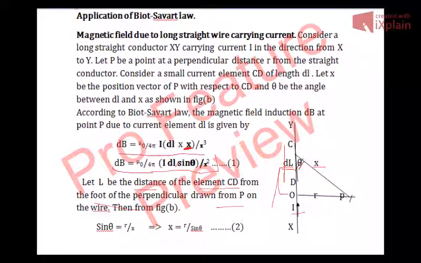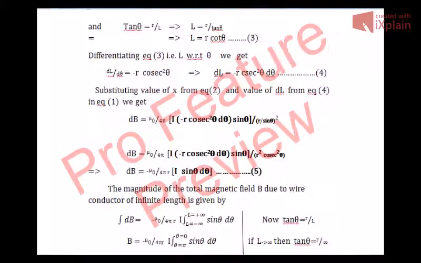Then from the figure we can see that sine theta is equal to perpendicular by hypotenuse, which is small r by x. This implies x is equal to r by sine theta. Let us denote this by equation 2. Again, from the figure, tan theta is perpendicular by base, which is equal to small r by L. This implies L is equal to r by tan theta, or L is equal to r cot theta, because 1 by tan theta is cot theta. Let us denote this by equation 3.